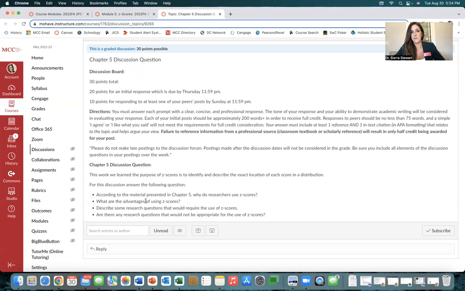What are the advantages of using z-scores? When you look at the video about the bowling score, you can see the advantages. So, find a reference and state that. Describe some research questions that would require the use of z-scores. So what would you be looking at that you might need to use z-scores? All right. And then are there any questions that maybe would not be appropriate for the use of z-scores? So just think about that, fill that out, find a reference, and you'll be good to go.